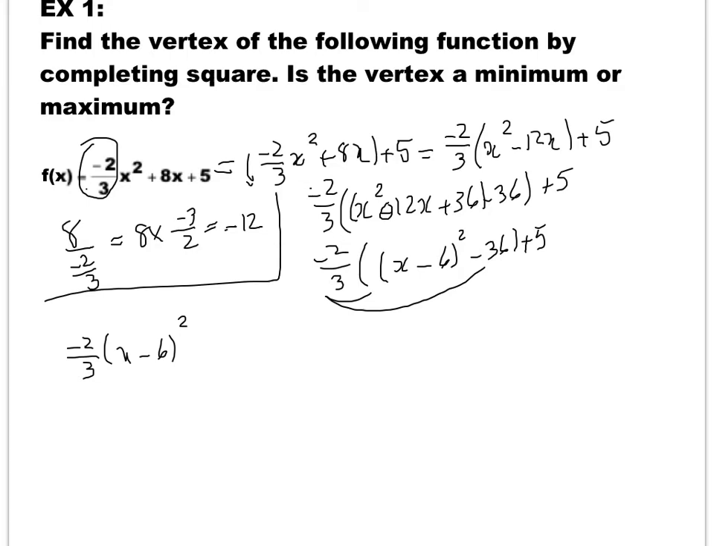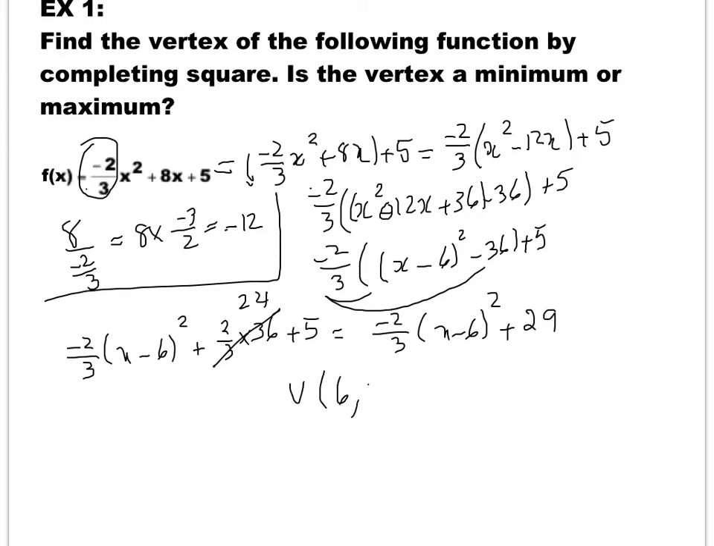Minus times minus is positive, so I get plus 2 over 3 times 36 plus 5, which is negative 2 over 3 x minus 6 squared. Now 36 divided by 3 is going to give you 12. 12 times 2 is going to give you 24. So 24 plus 5 is going to give you 29. So this means the vertex is (6, 29).